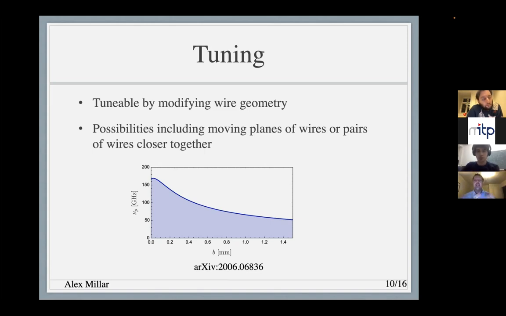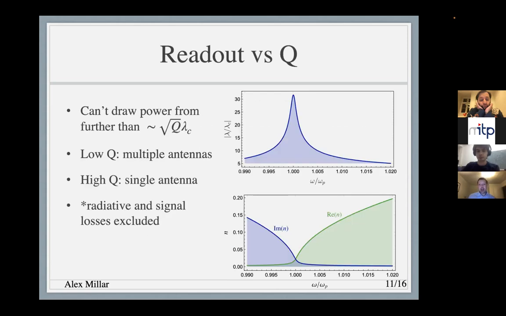And you can do other things like changing the distance between pairs of wires and things like that. So anything which changes this mutual inductance is going to cause a change in your plasma frequency. So there are relatively simple one-dimensional ways to tune this system. There are also some interesting behaviors.